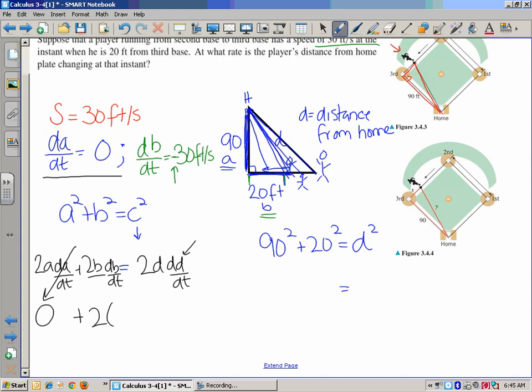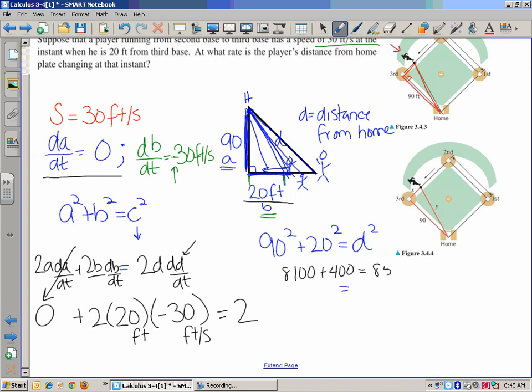Now the distance given, write it. dB/dt. Remember, this is in feet, and this is feet per second. Now, how far am I at that instant? So, doing some math here, 8100 plus 400 is equal to 8500.